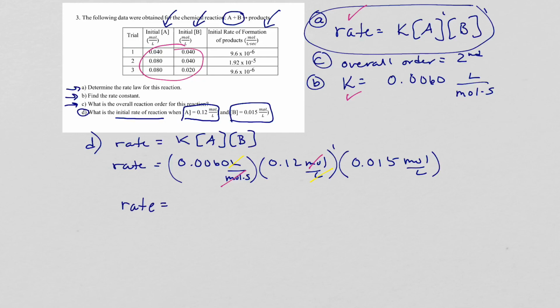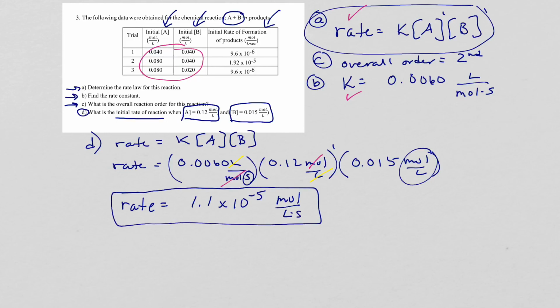Multiplying these three numbers, you end up with 1.1 times 10 to the negative 5. And what units do we have left over? We have moles per liter, but we also have seconds. So that right there is the initial rate for the reaction when we have A at this concentration and B at that concentration. All right, that's problem 3 from the Unit 9.1 problem set, and hope it helped.